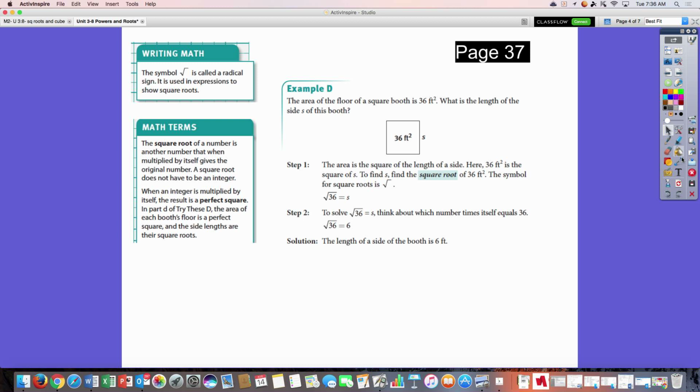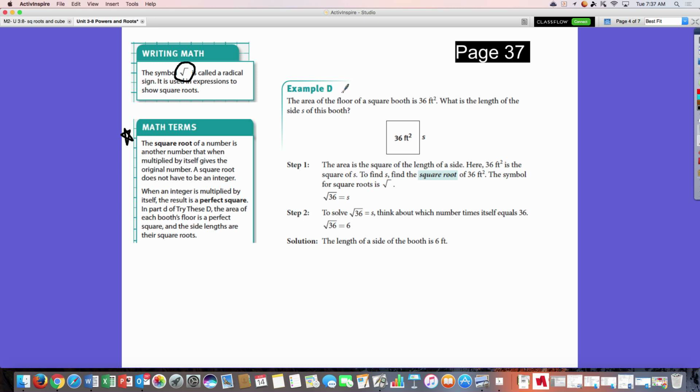Jump over to page 37. This symbol right here, this square root sign, is called a radical. Put a star by this. It's a term you need to know. The square root of a number is a number that, when multiplied by itself, gives the original number. We'll go over this example. It'll probably make more sense.